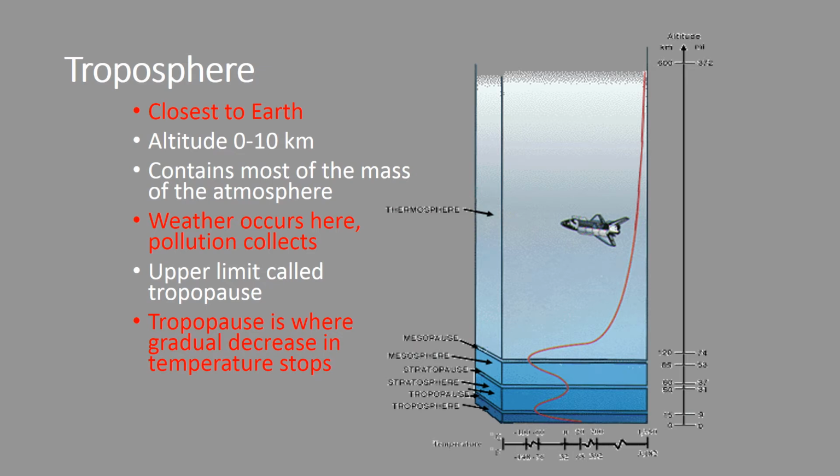All right, so here the first layer is going to be the troposphere, closest to Earth, okay, right here. I know you really can't see it that well. It contains most of the mass of the atmosphere. But this is one key point right here. Weather occurs here, pollution occurs here. The upper limit right here is called the tropopause. Tropopause. That is the upper limit.